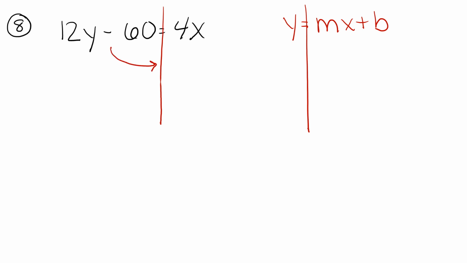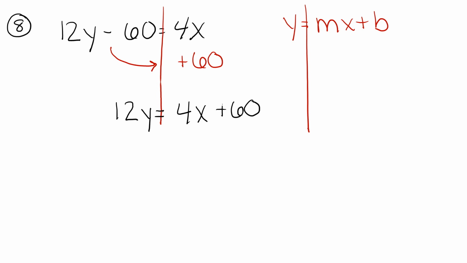That's the plus b value. When we move minus 60, we do the opposite. We do a plus 60. And so our new equation is 12y with the 4x and then plus 60 at the end. Now, we are not finished. The y needs to be completely by itself for it to be y equals mx plus b.